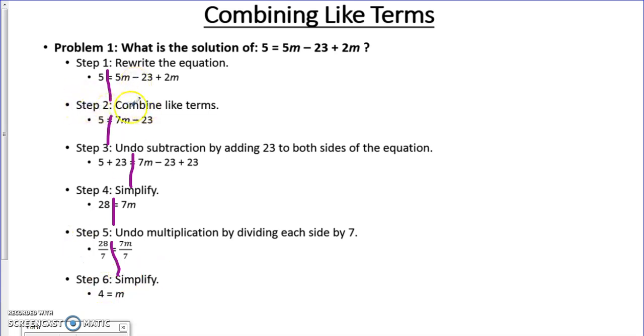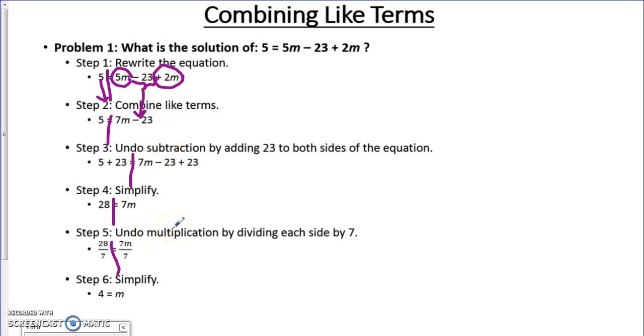So step 2, you want to combine like terms. You want to look at the left side and the right side and see if you can combine anything on their specific side. So on the right side of the equal sign, we see like terms 5m and positive 2m. You always want to circle the sign in front of the like term as well so we can figure out if we're going to add or subtract these numbers. So 5m plus 2m is 7m. You bring everything else down. So now you have the equation 5 equals 7m minus 23.